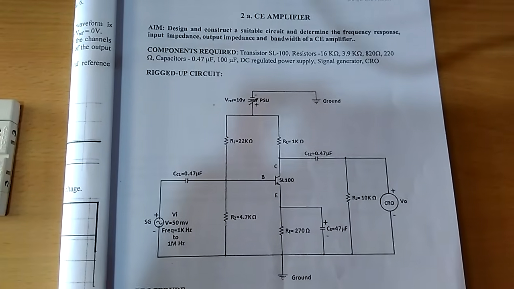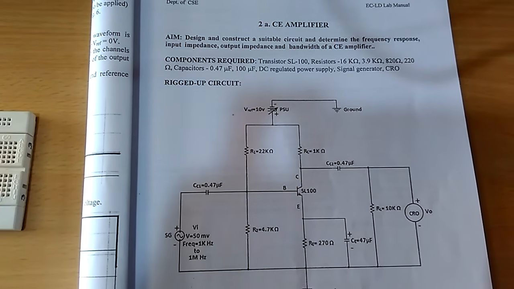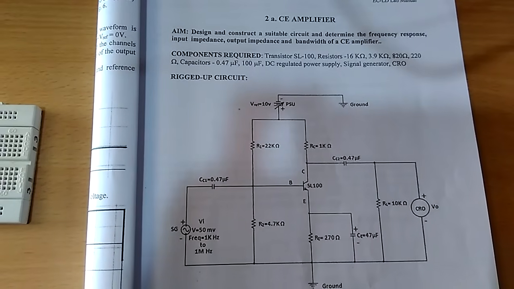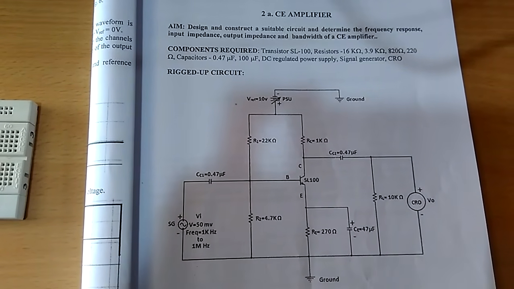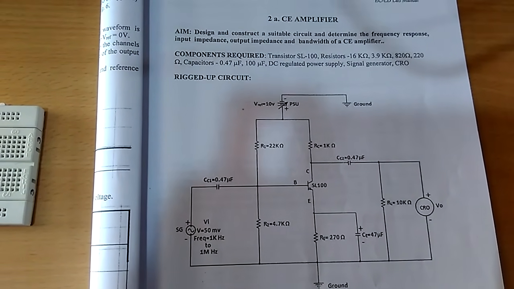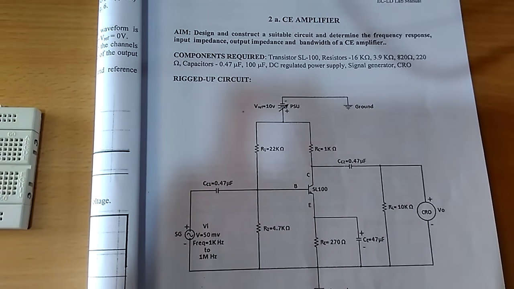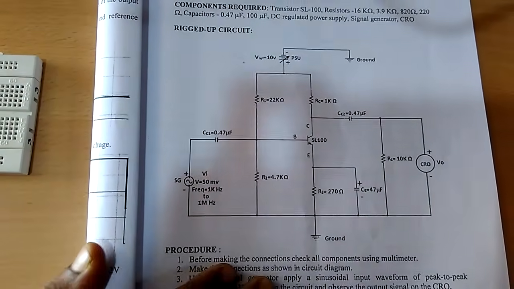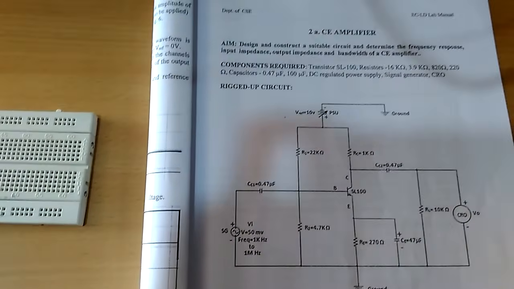In this video, we'll see how to conduct the second lab cycle experiment, that is CE amplifier. The aim of this experiment is to design and construct a suitable circuit and determine the frequency response and bandwidth of a CE amplifier. So this is the circuit diagram. CE stands for common emitter configuration.